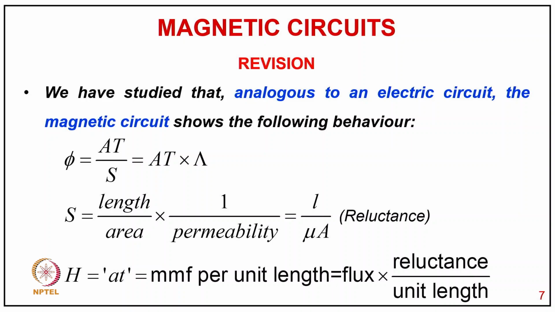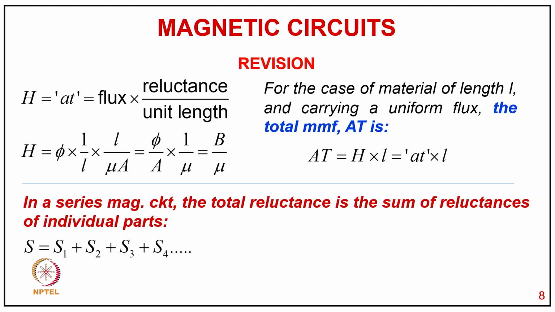Here H is AT per unit length, and that is equal to flux into reluctance per unit length, because the length is taken out from both the relations. So you can call it per unit length, or per meter. H is small at, that is flux into reluctance per unit length.